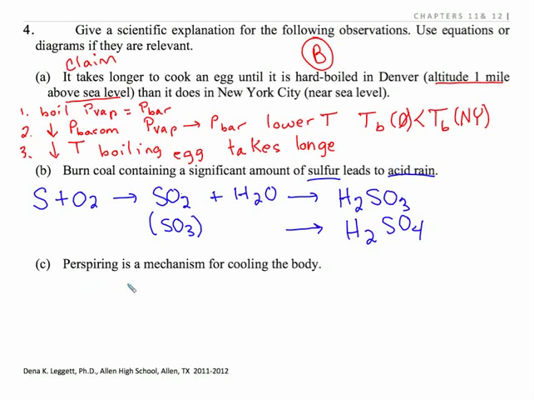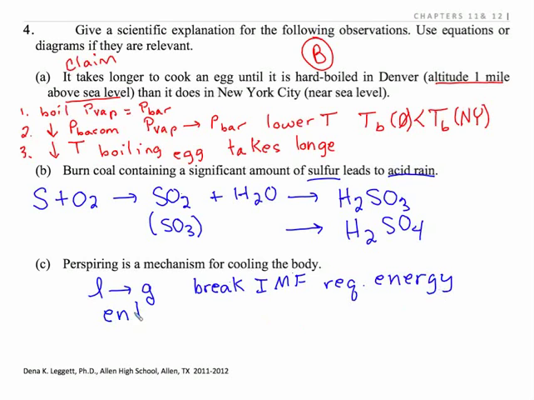Okay, perspiring is a mechanism for cooling the body. Well, perspiring means we're taking liquid off of our arms and the sweat that's pouring out of our arms, and we're vaporizing it and going to the gaseous phase. Well, to do that means we have to break intermolecular forces. Well, breaking intermolecular forces, breaking any force of attraction, breaking bonds requires energy. So since it requires energy, it's endothermic.